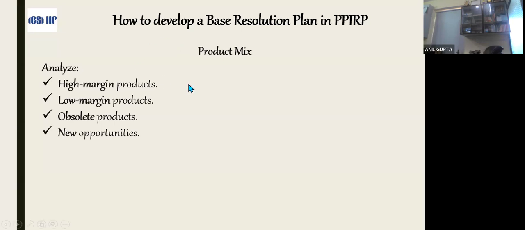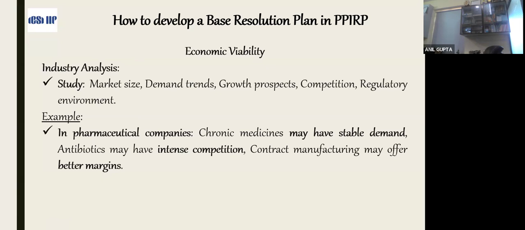Next one is economic viability, the industrial analysis study. You have to study whether the company is going to run in the future also, whether the market size, demand trends, growth prospects, competition, or regulatory environment, all these things are to be studied. Study the market size, the demand trends, the growth prospects, the competition, the regulatory environment. All these industrial analyses are also mentioned in the TEV report under economic viability.